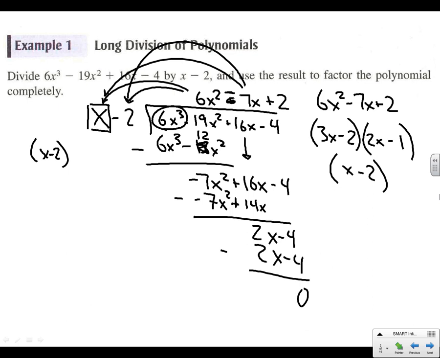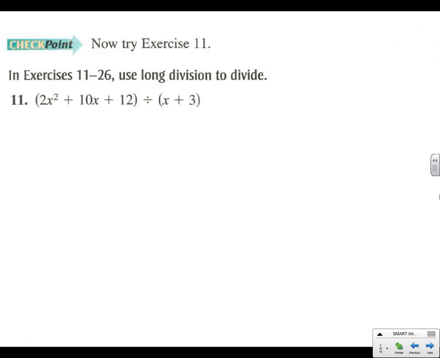All right, so let's see if you can do long division of polynomials. Try exercise 11.